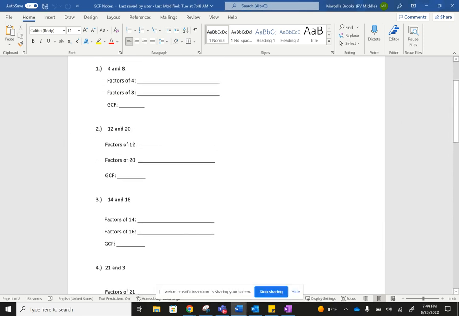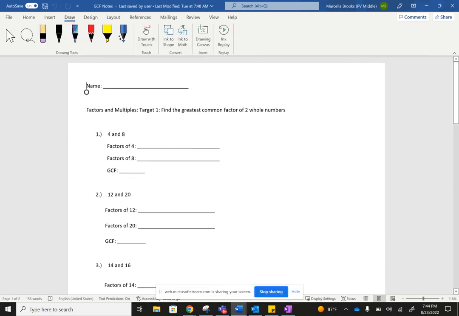Okay, so we are going to start using our knowledge from the factor activity that you should have completed before this. We are going to build on that and find the greatest common factor of two whole numbers. So we know that a factor, that's two numbers that are multiplied together. Each of those numbers that are multiplied together are called factors.